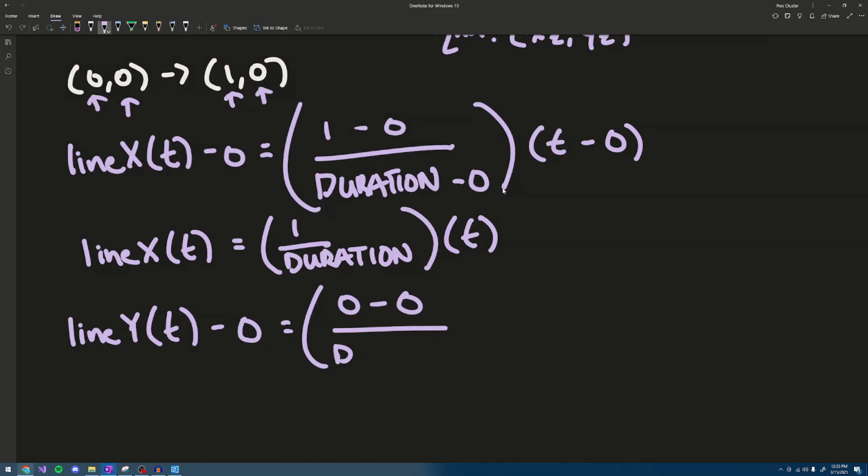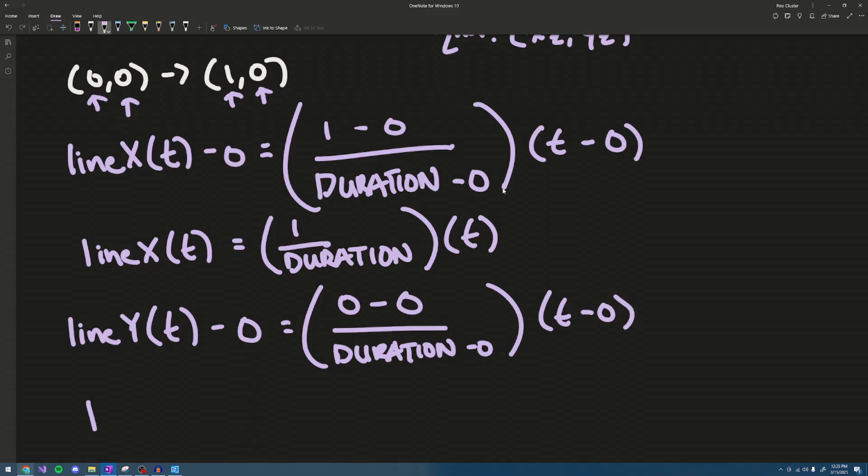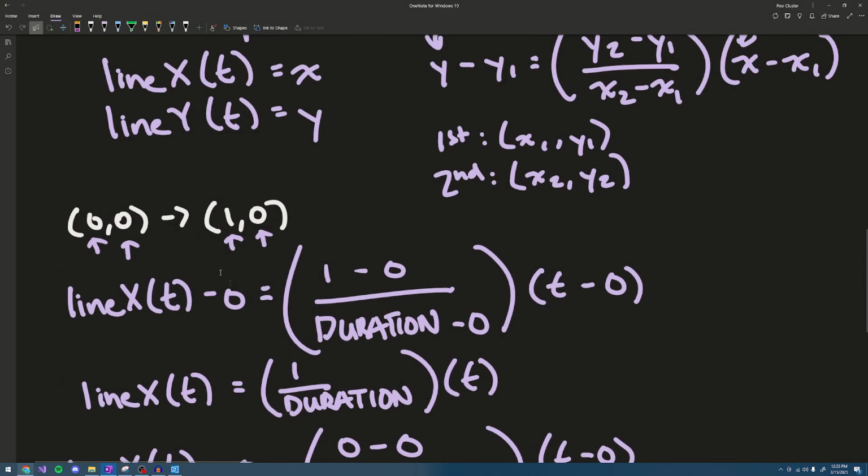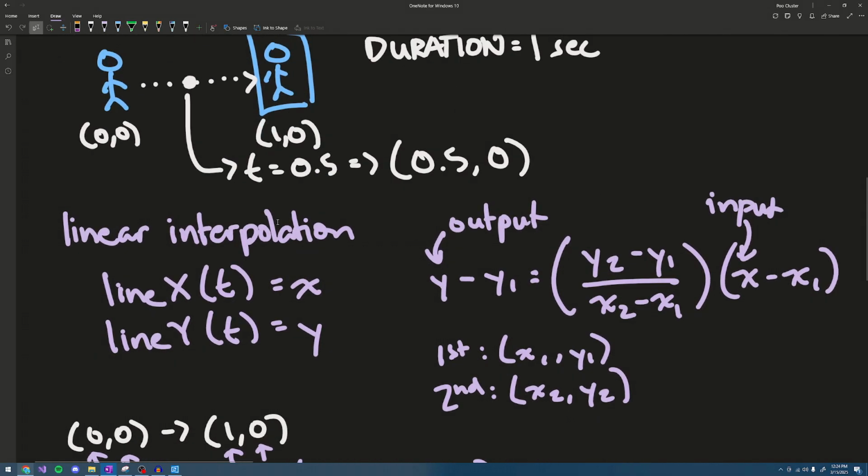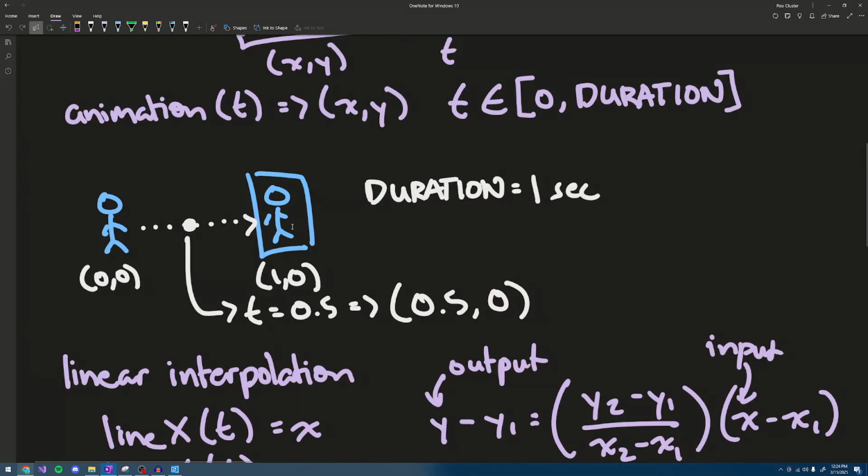Because it's in terms of t, it's still going to be duration minus 0. It's t minus 0. Line y of t is actually just going to be 0 times t. Now, the reason I bring up this example is because we can get a little bit of intuition behind it. If you look at it, 0t makes sense. When we multiply by 0, we always get 0. And if you think about it, we started at 0 for y, and we still ended up at 0 for y. So y should have always been at 0 the entire time. It's a flat line. It is parallel to the horizontal axis.